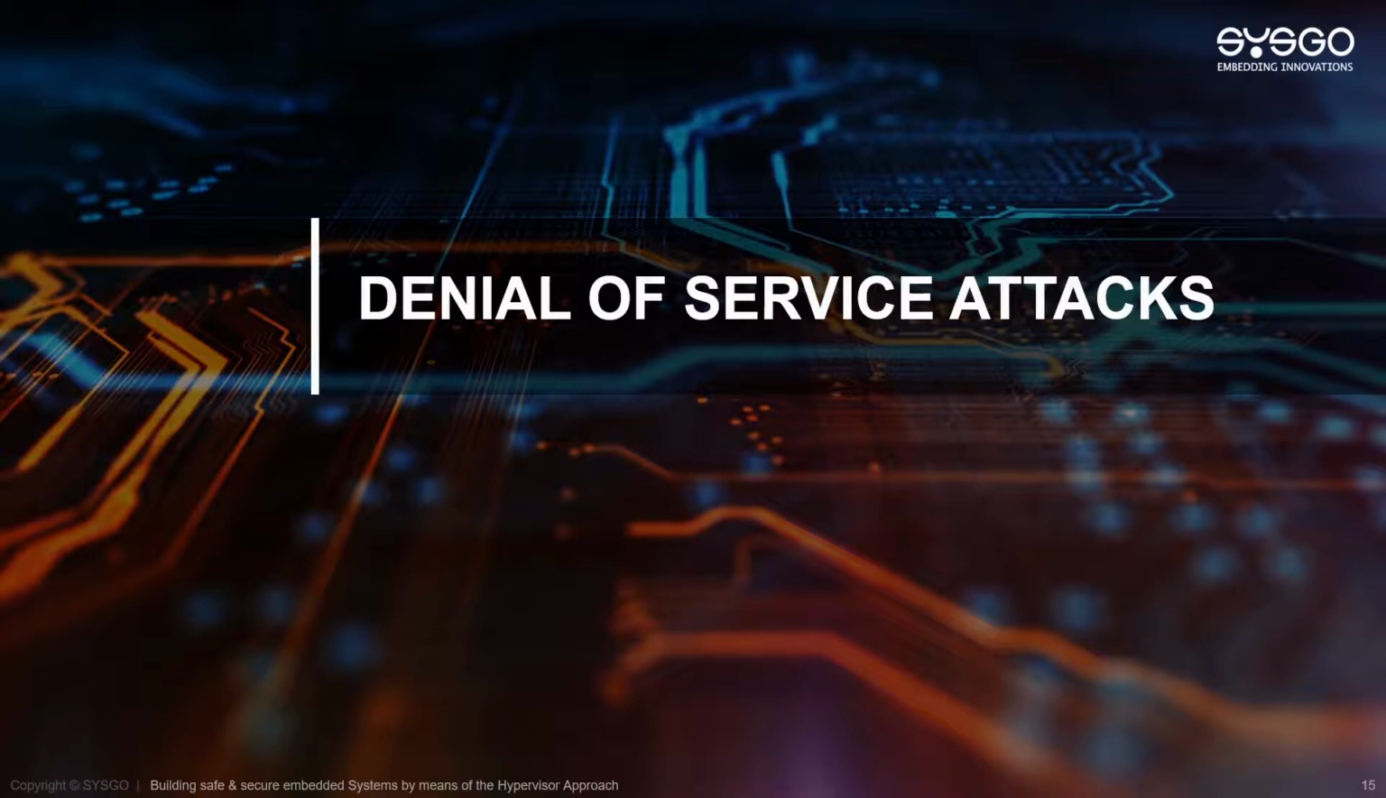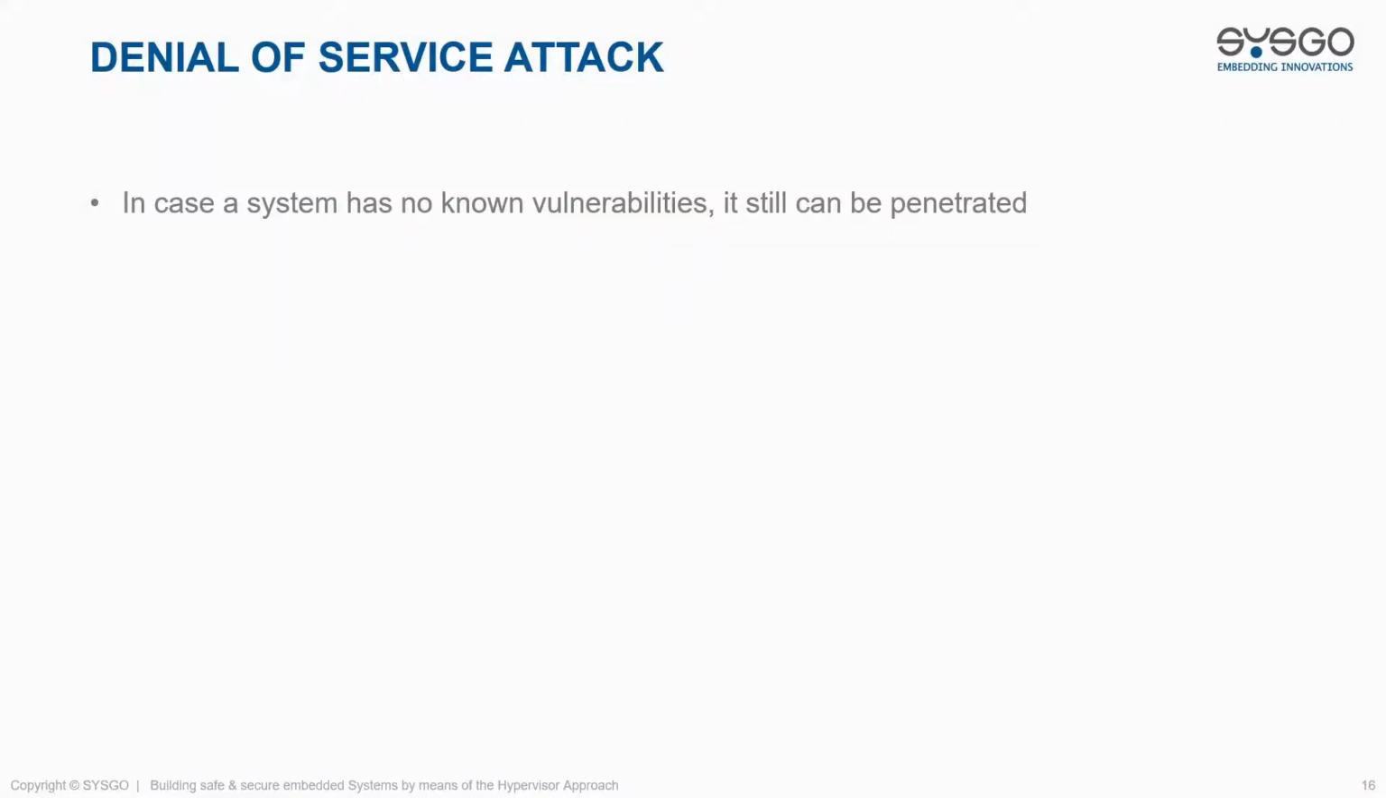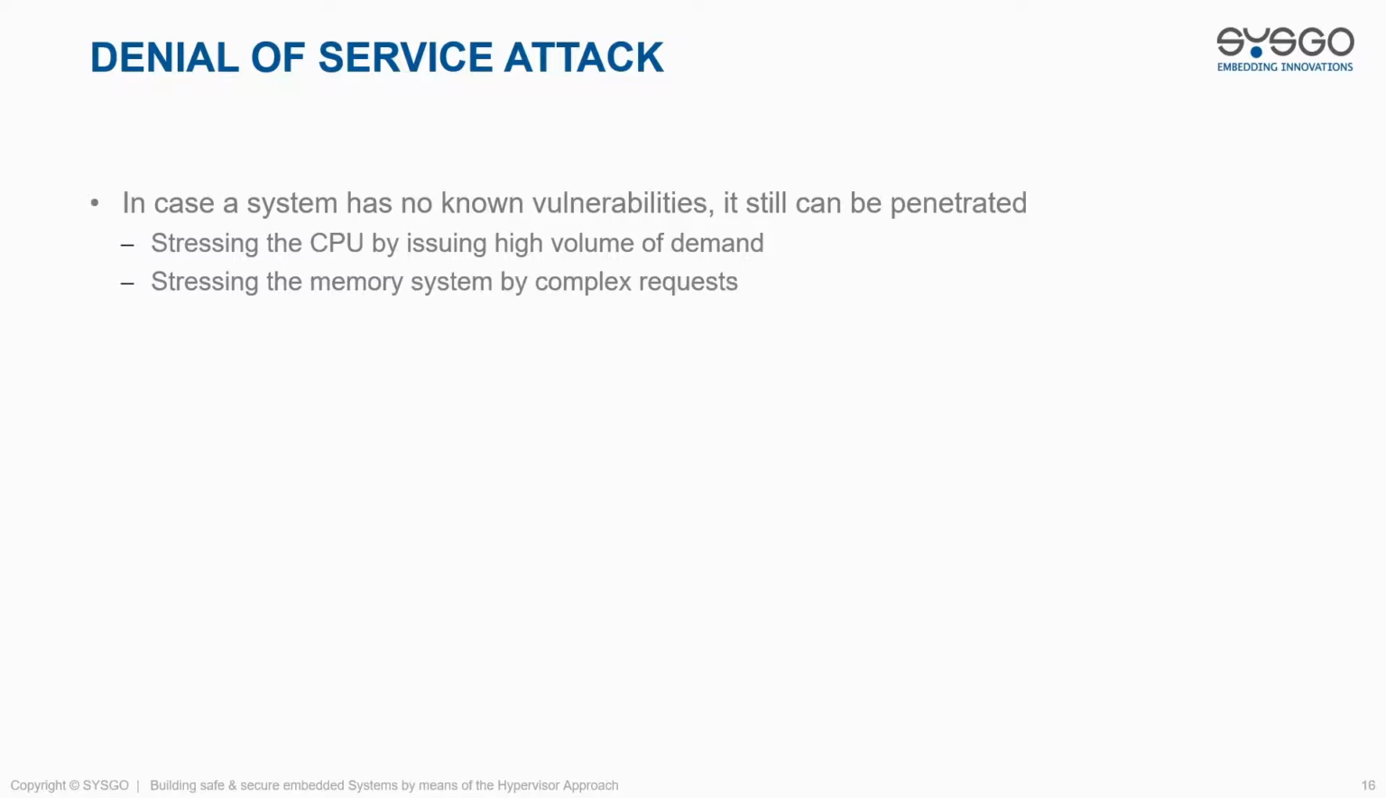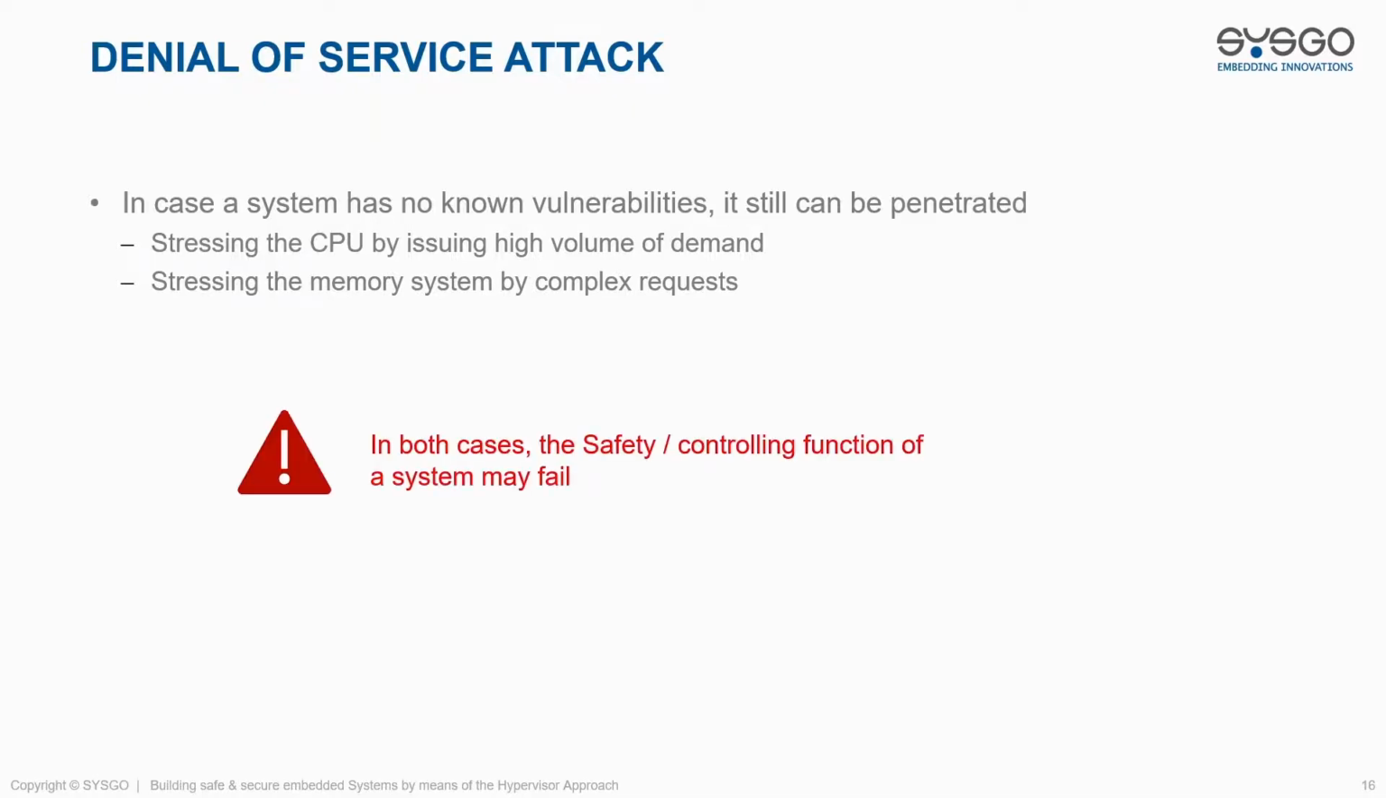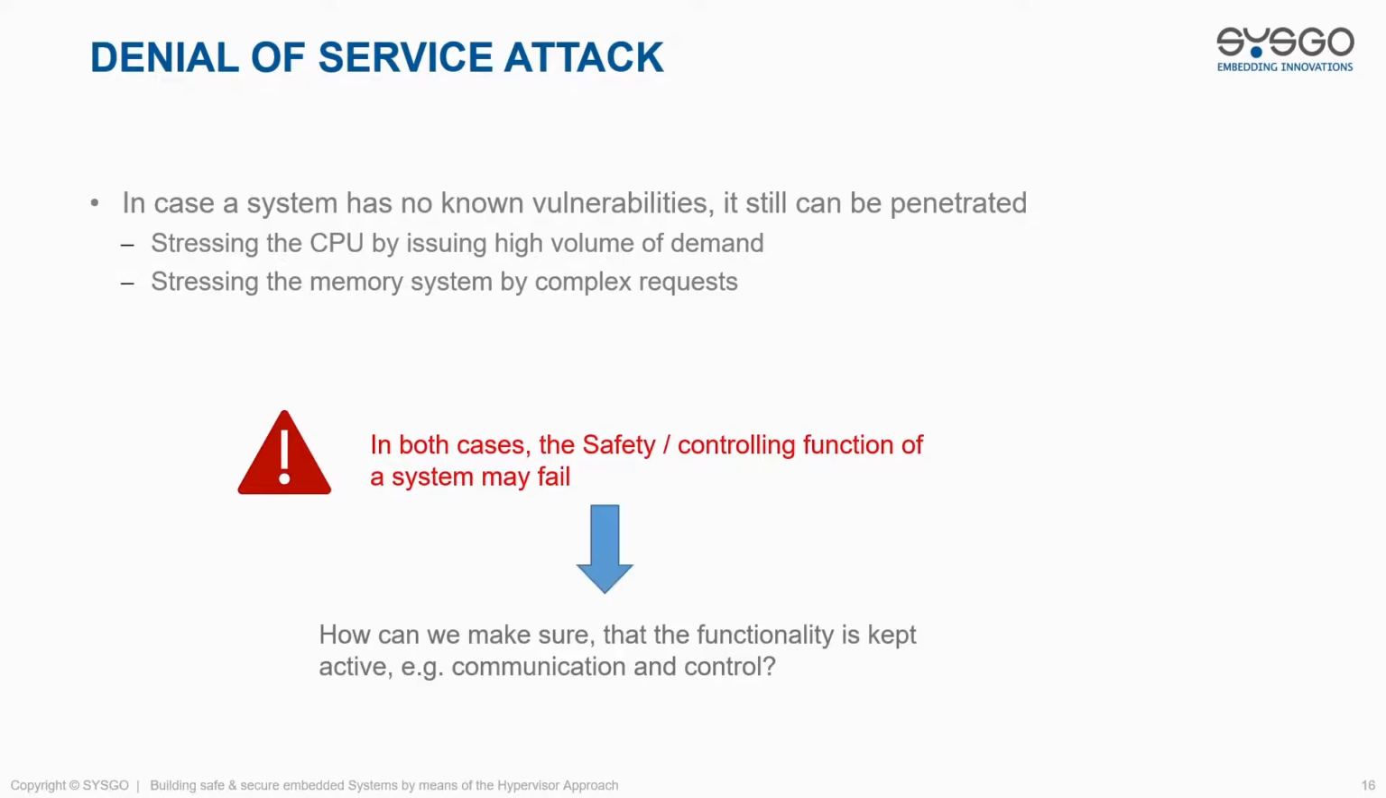So let's talk about denial of service attacks. Even in case a system has no vulnerabilities, it can still be penetrated. This can be done, for example, by stressing the CPU, by issuing a high volume of requests via network, or by stressing the memory system with complex requests. In both of these cases, the safety or controlling function and the security function of a system may fail. So how can you prevent this?